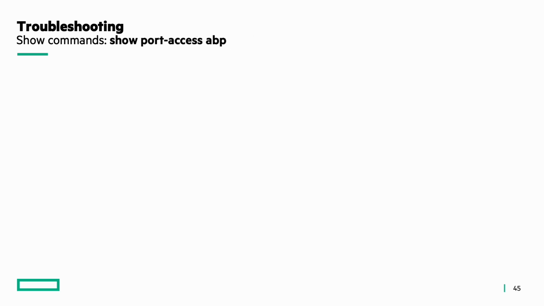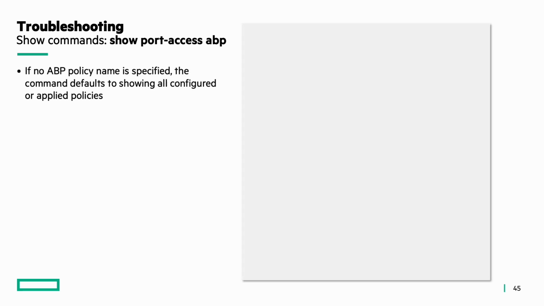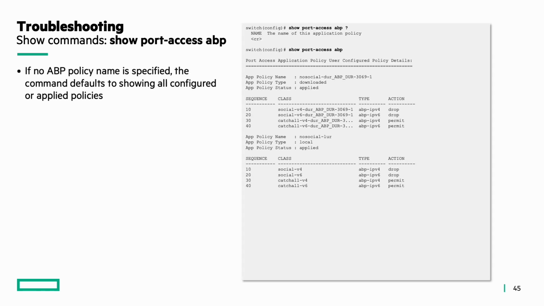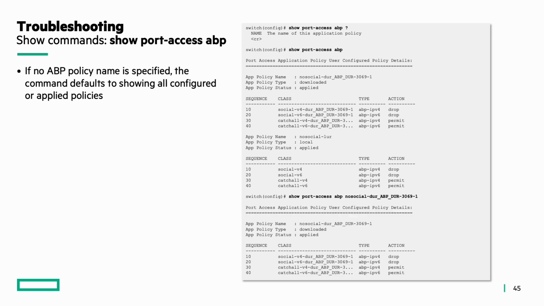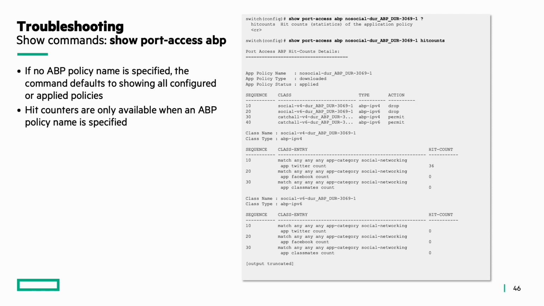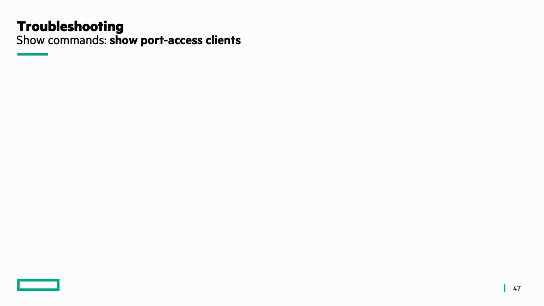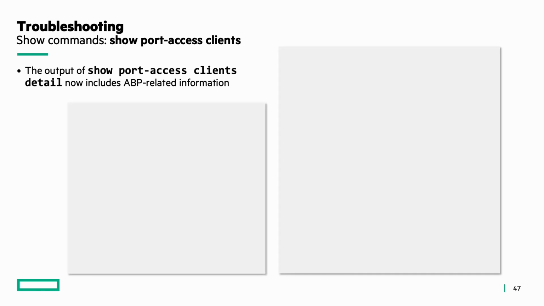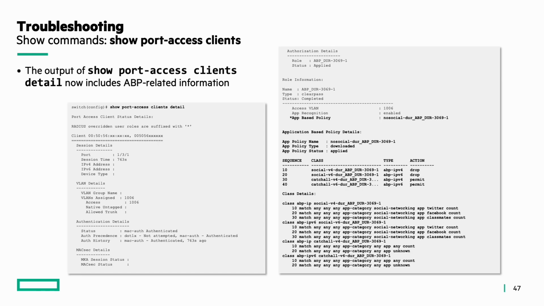Next is show port access ABP. As with the class show commands, this command will default to displaying all configured and applied policies when no policy name is specified. Note that hit counters are only available when a policy name is specified. The output of show port access clients detail now includes app-based policy information.